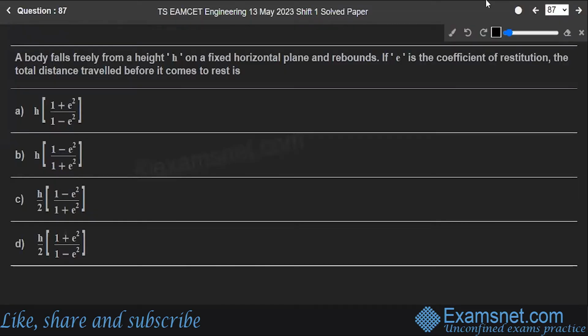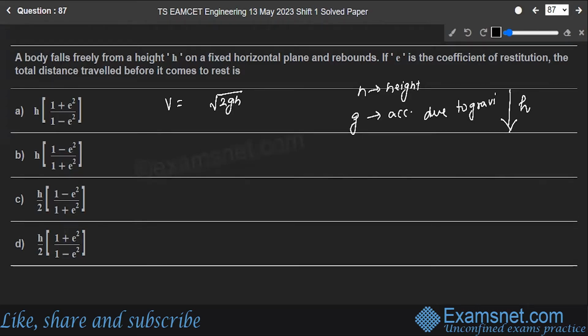Question number 87. A body falls freely from a height h on a fixed horizontal plane and rebounds. If e is the coefficient of restitution, the total distance traveled before it comes to rest is. When a ball is dropped from a height h, then it will strike the floor with the velocity, let's say v, given by root of 2gh, where h is the height of fall and g is your acceleration due to gravity. Or you have h is equal to v square upon 2g.